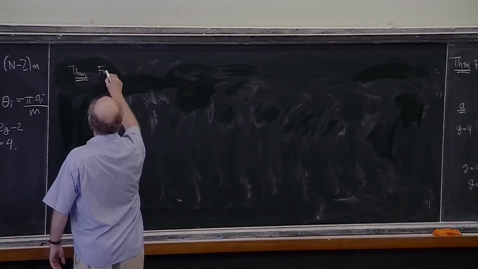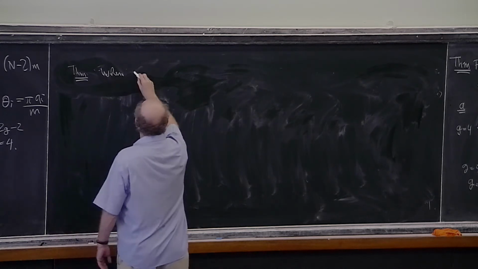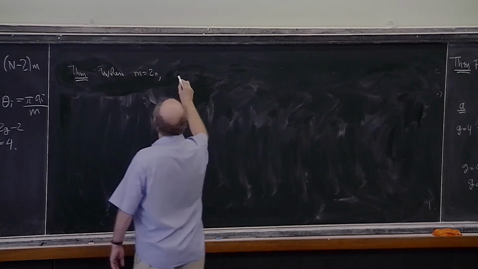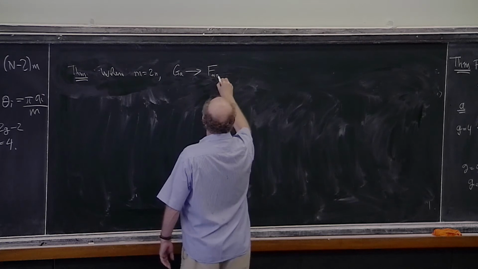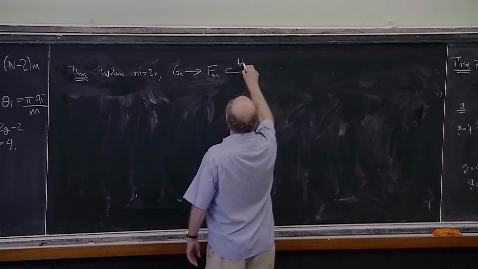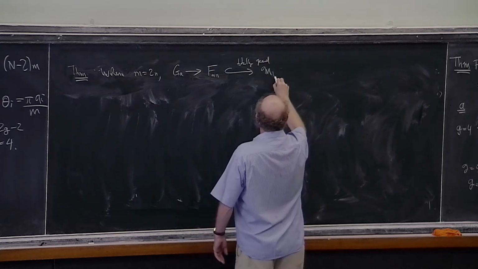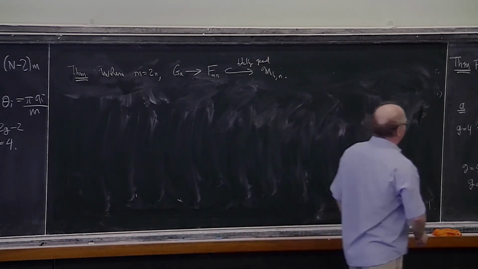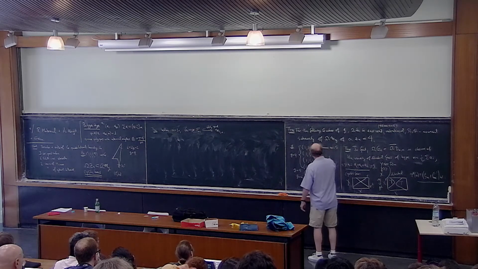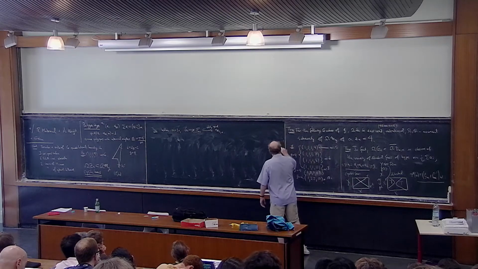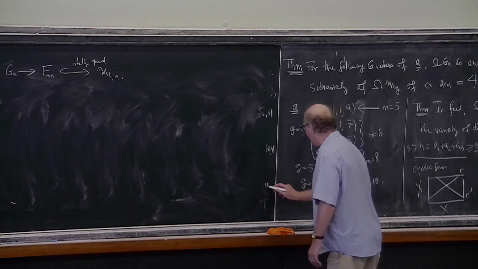So the first theorem is that when m is equal to 2n, GA maps to some surface Fn, which is included totally geodesically in some MHn. And it turns out that those are these cases. This is the case 6.3. This is the case 8.4. And the last one is the case 10.5.